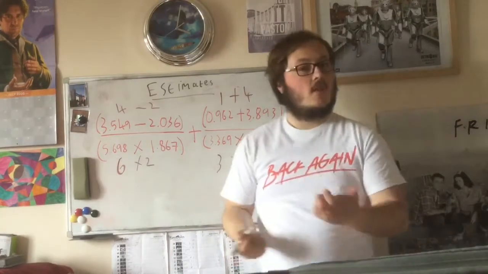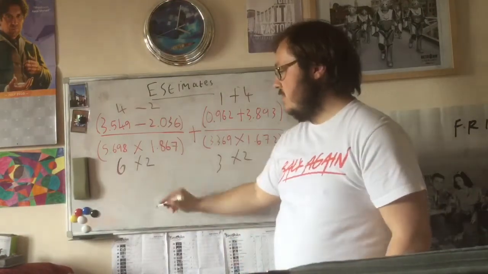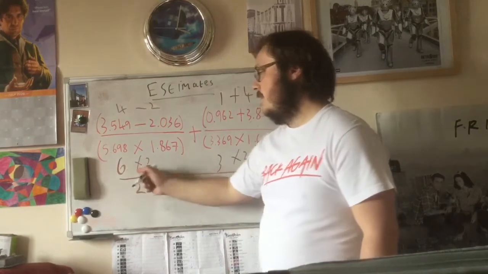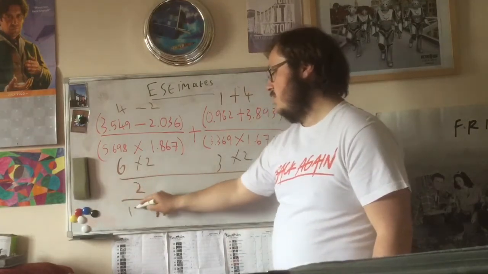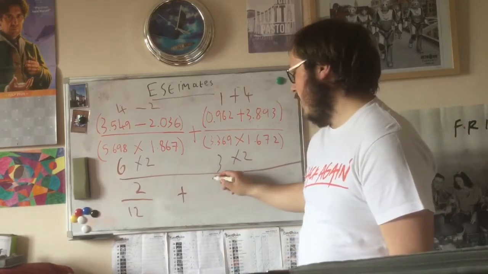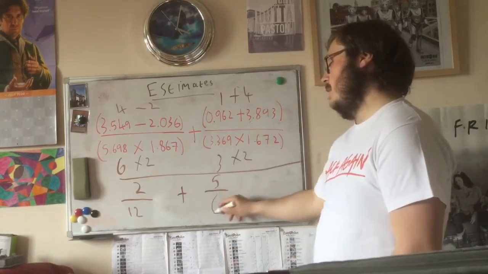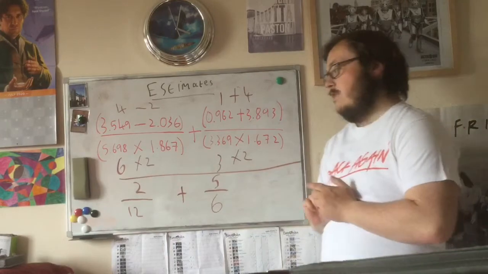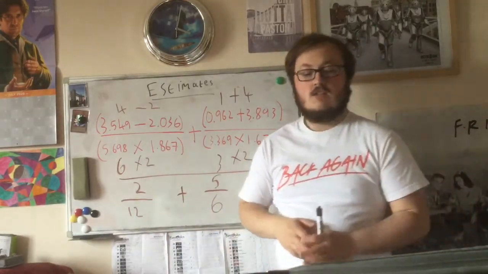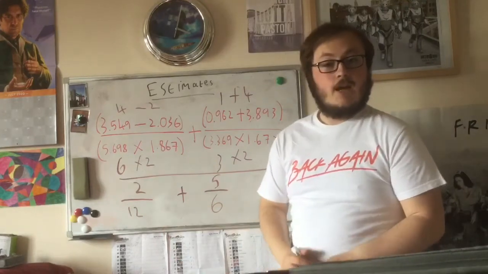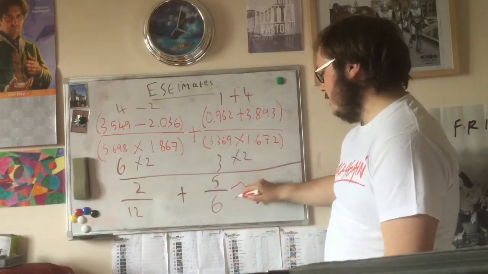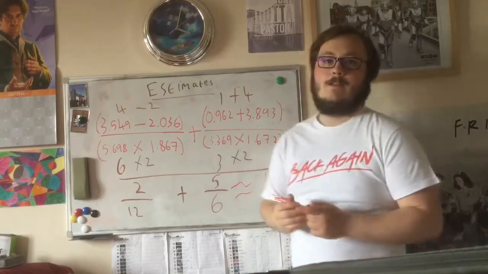So now let's tidy this up. 4 take away 2 is, let me split this up, 2. 6 multiplied by 2 becomes 12. 1 plus 4 becomes 5. 3 times 2 becomes 6. Now 2 over 12 is the same as 1 over 6 when you simplify it. So this is 1 over 6 plus 5 over 6, and that gets us a rough estimate of 1.